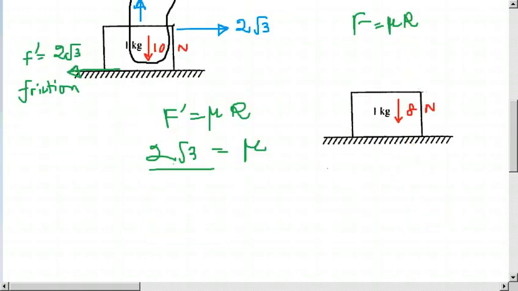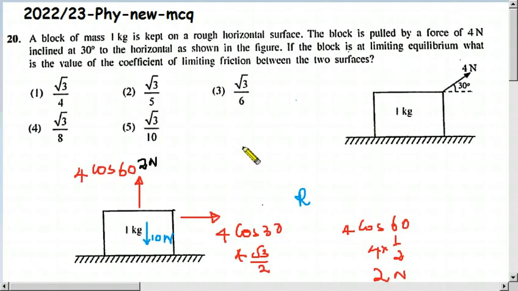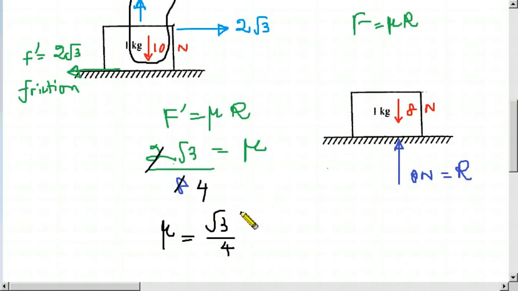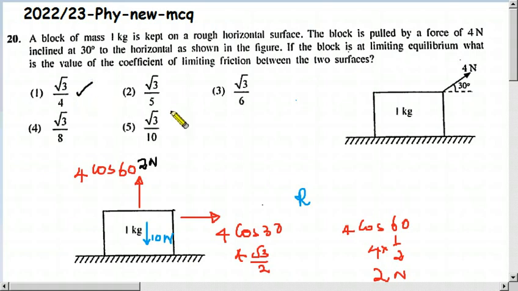So from this surface, the reaction is there. The reaction will be the same, 8 Newton. So that is the R. So here we can now substitute for R 8 Newton. So simplify it, 4, then root 3 divided by 4 is the coefficient of limiting friction. The coefficient is that one, root 3 divided by 4. So the answer is this one, the first one.